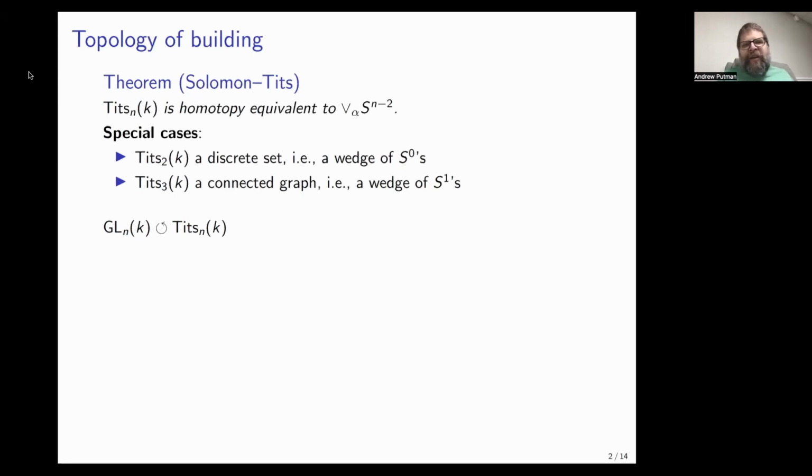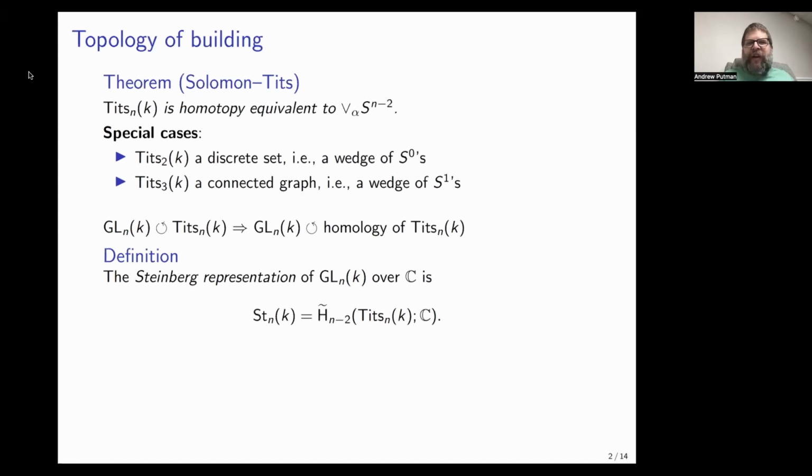And so I think of the Tits building as the combinatorial superstructure of linear algebra. The general linear group acts on that, and therefore the general linear group acts on the homology of the Tits building, just by functoriality. There's only one interesting non-zero homology group, because the Tits building is a wedge of (n minus 2)-dimensional spheres. So the only interesting homology is in degree n minus 2. And well, that's the Steinberg representation.